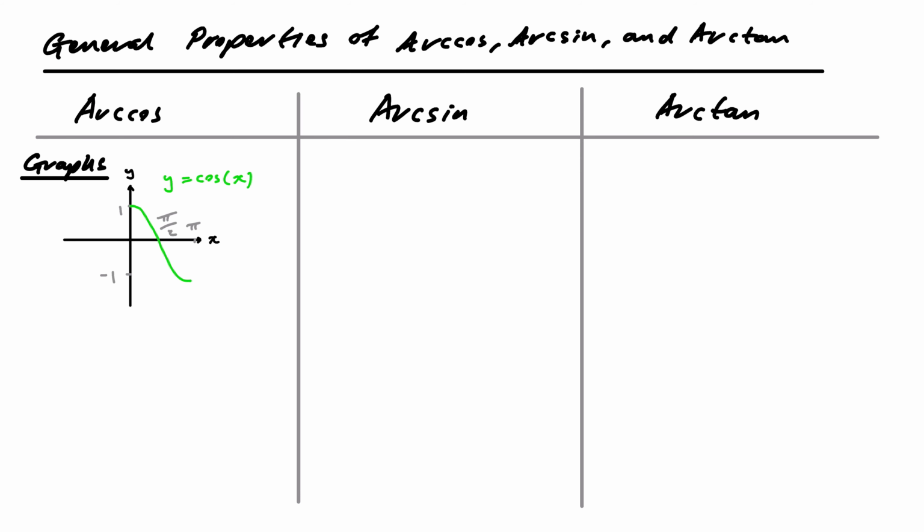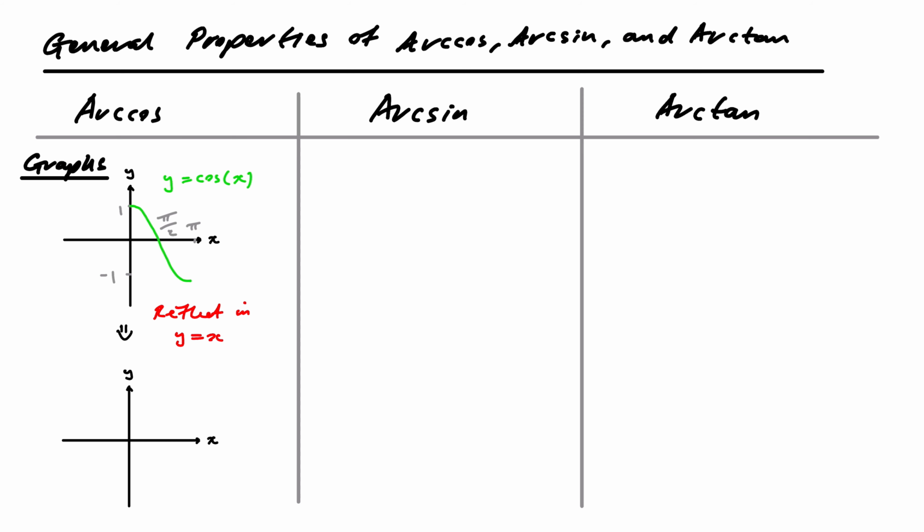So we're going to restrict this, or we're going to reflect in the line I just drew a second ago, y is equal to x. So let's kind of think about what that would have to look like. Okay, so what does it have to look like?